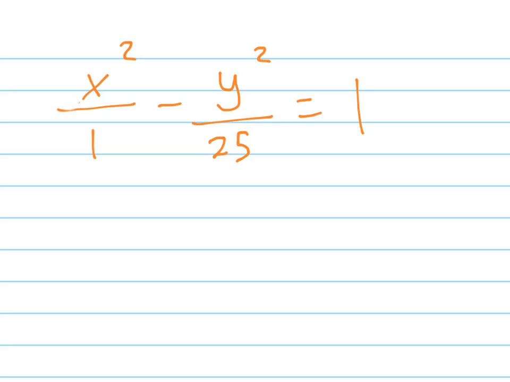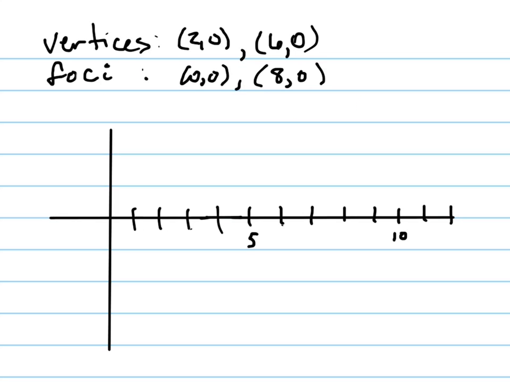Let's try a more difficult one. Let's do this next one. It says the vertices are at (2, 0) and (6, 0). So let me make these in red. (2, 0) is there. (6, 0) is there. Those are the vertices. And the foci, or foci, some people say foci, some people say foci. There's (0, 0), and there's (8, 0).